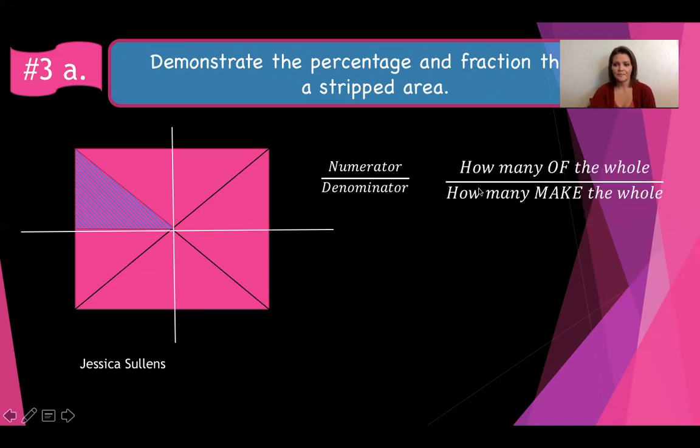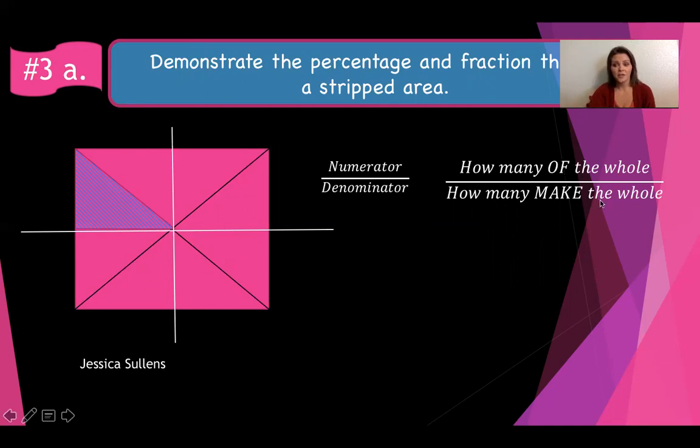Let me show you. Our numerator is how many of the whole, and our denominator is how many make the whole. The easiest way to think about this: what we're going to do is look at how many pieces we have now. And we had 1, 2, 3, 4, 5, 6, 7, and 8.